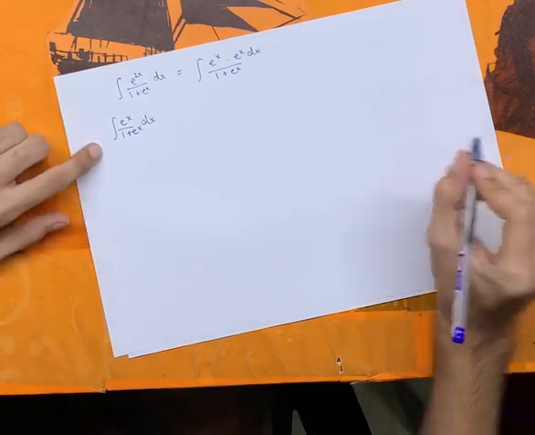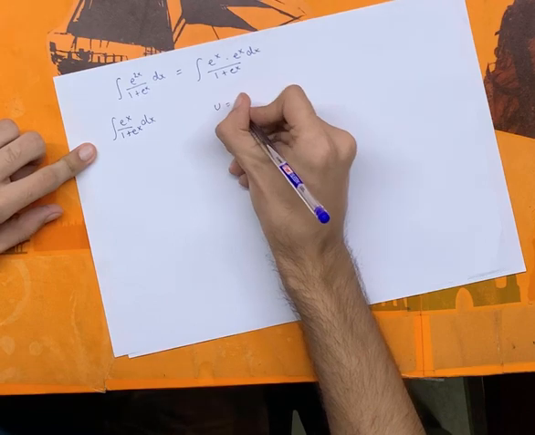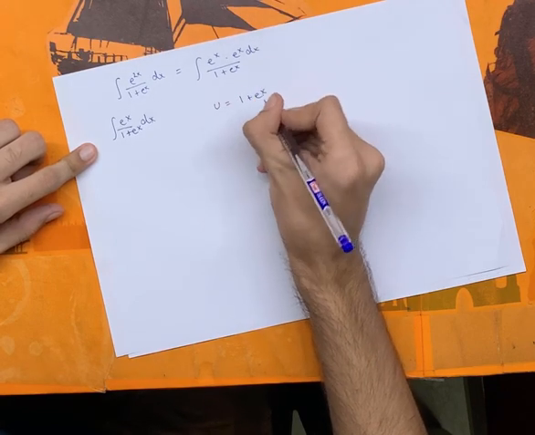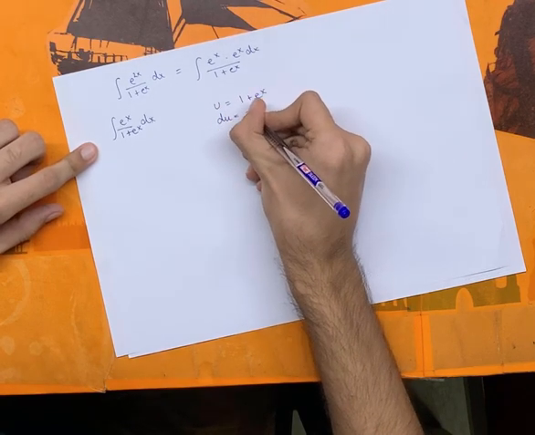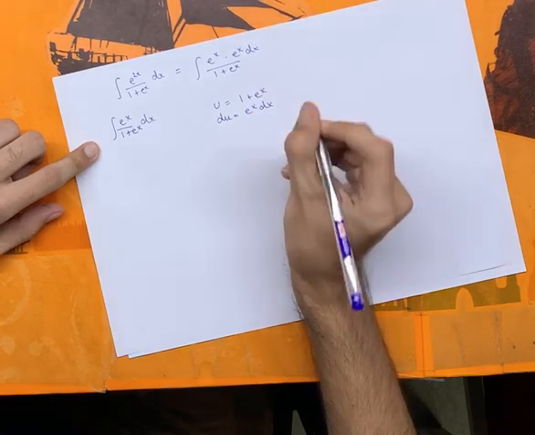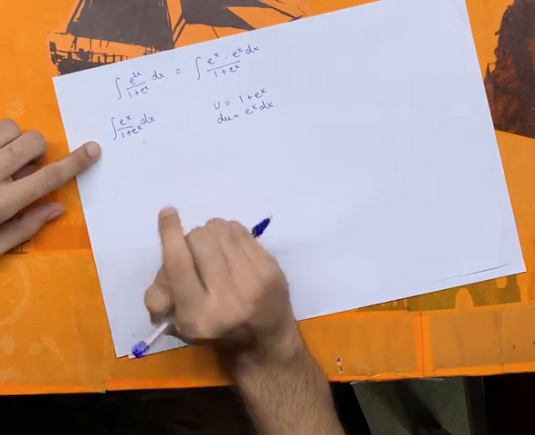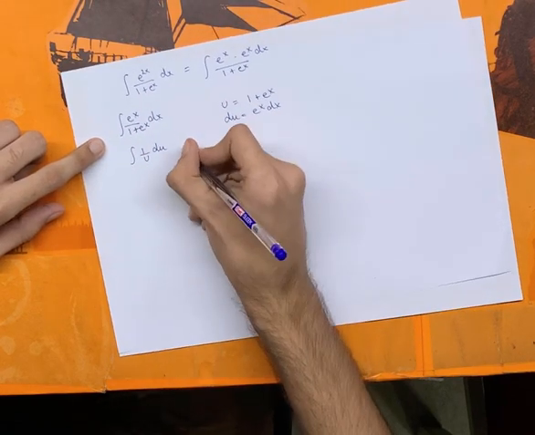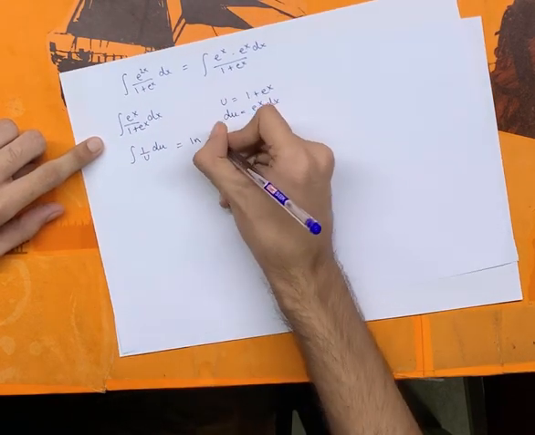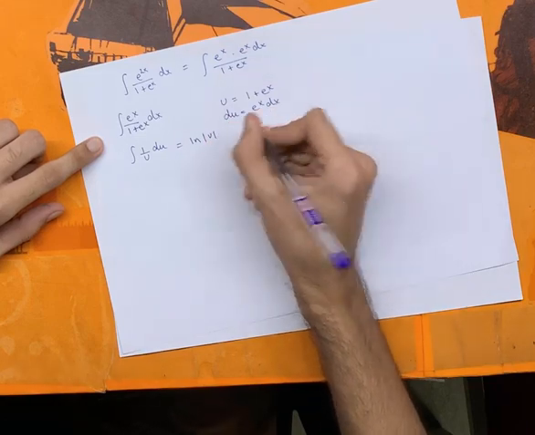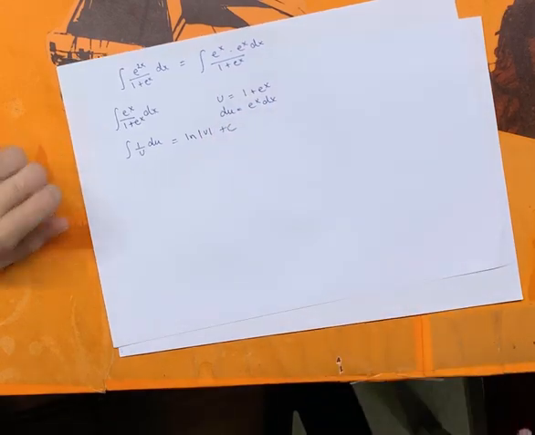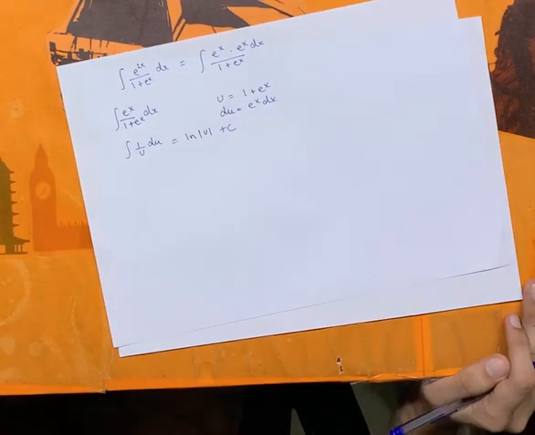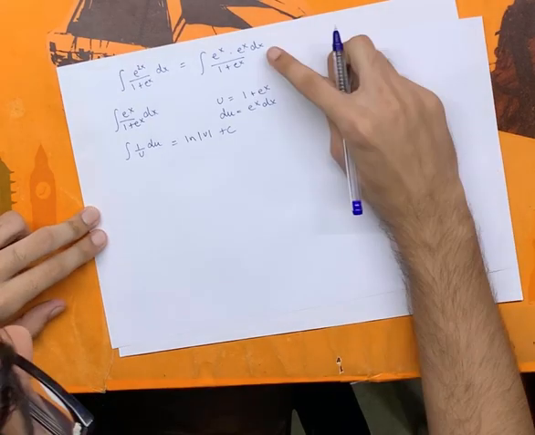If you see, we can very easily take u as 1 plus e to the power x and get du is equal to e to the power x dx. So this substitutes very nicely and we're left with 1 by u du. And this is the natural log of modulus u plus c, of course, but that's not really important here. Okay, so now back to the question.